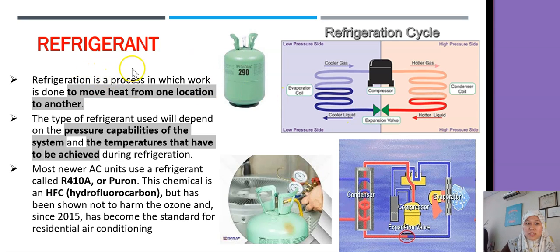What is refrigerant? Refrigerant is a type of substance. It has a very special characteristic, in which most of the aircon units use a chemical named Puron, and it's a hydrofluorocarbon. It comes in a gas tank like this. So they have to put the refrigerant into the system, so it's very important to have the refrigerant.